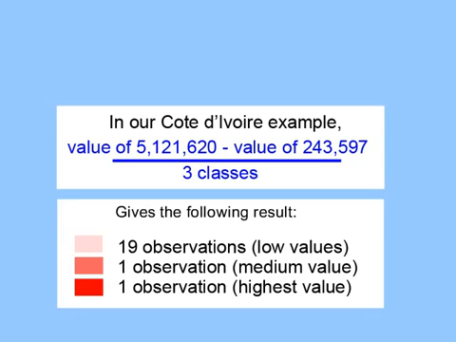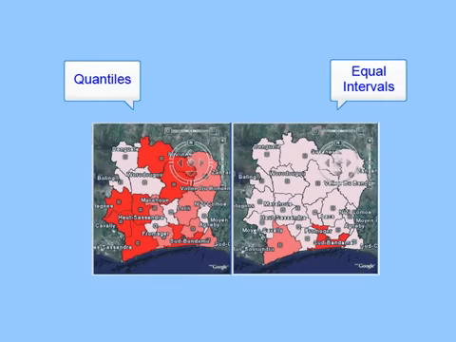You can see that this second method of classification gives a very different result. Be careful when choosing your map classification method. Different methods will be useful for different types of data.